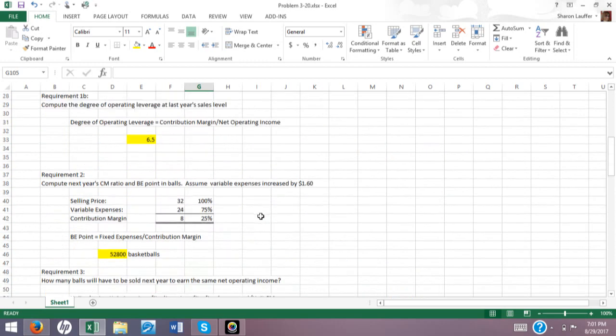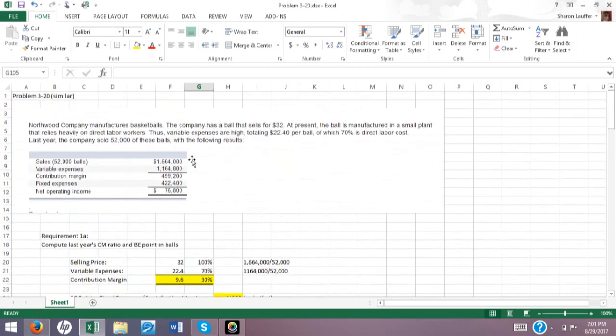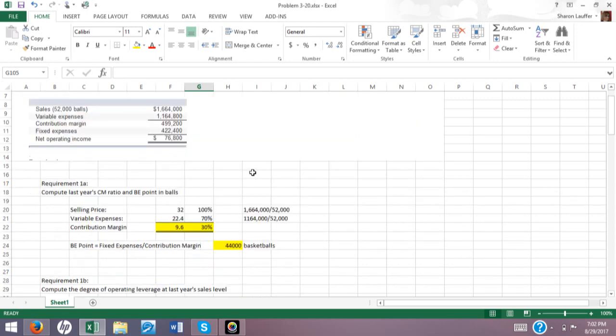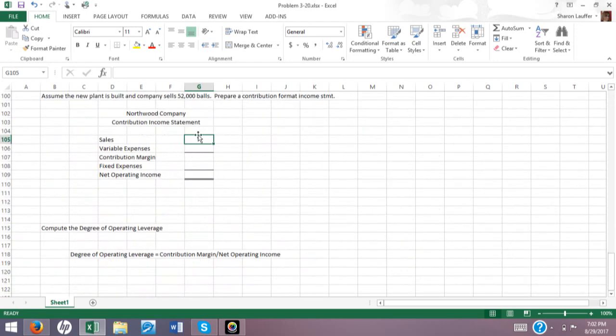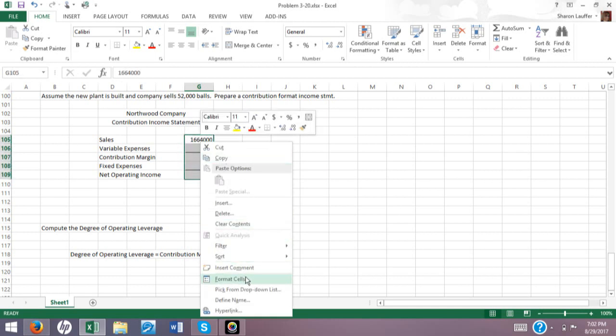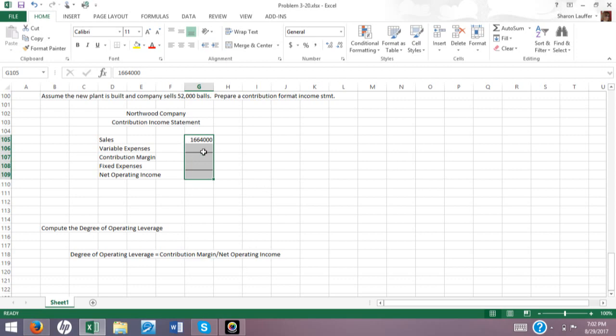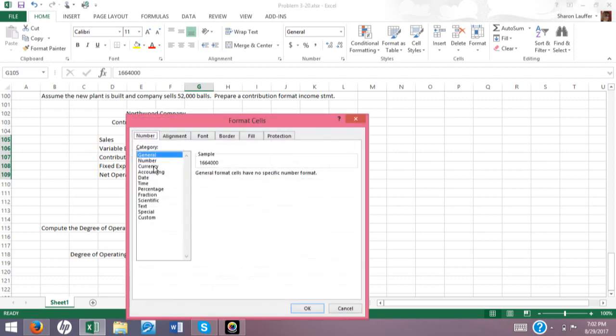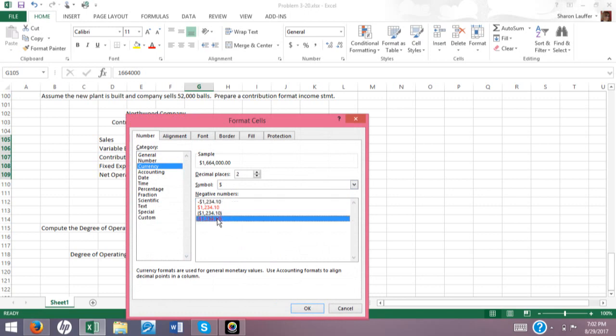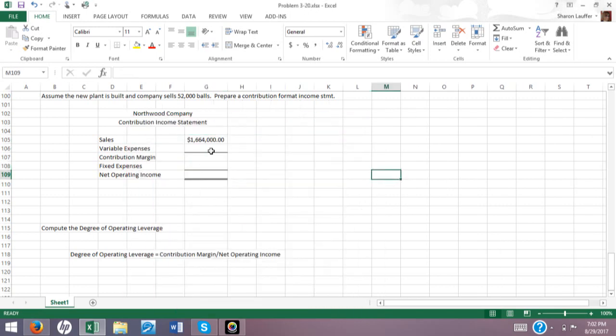And let's see, go back up here. We sell 52,000 balls, and we're doing that at the $32 that they were originally costing. So those sales are actually still up here. So we've got $1,664,000 we need to plug in down here. And that amount's given. Just make it look a little pretty.